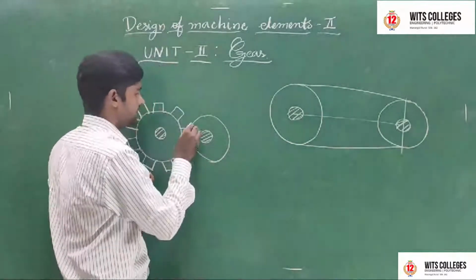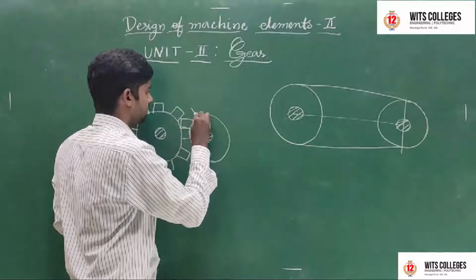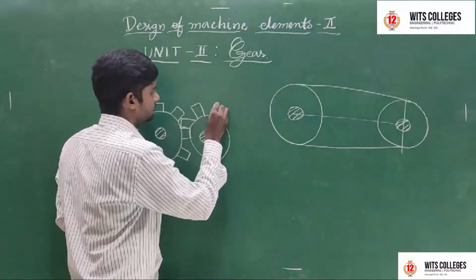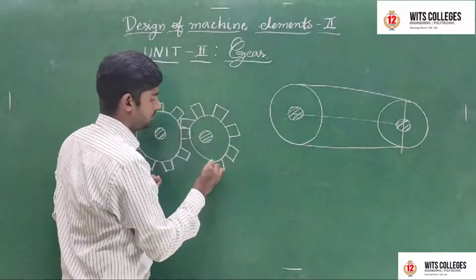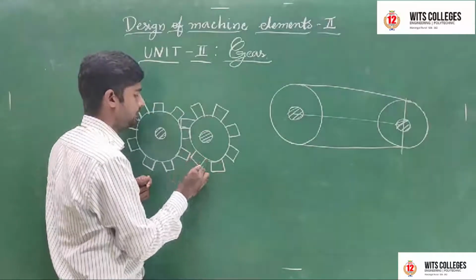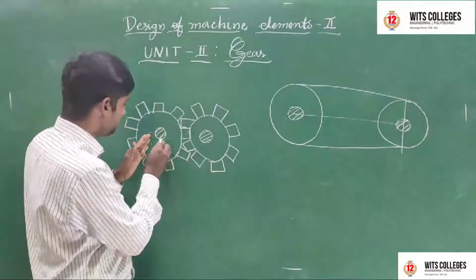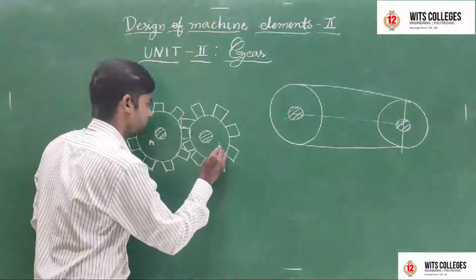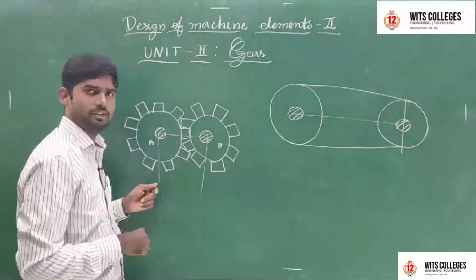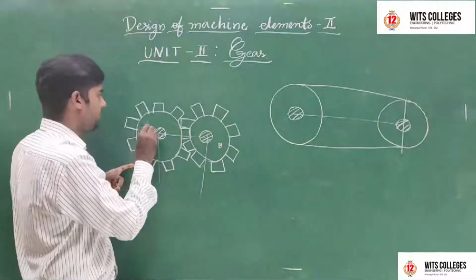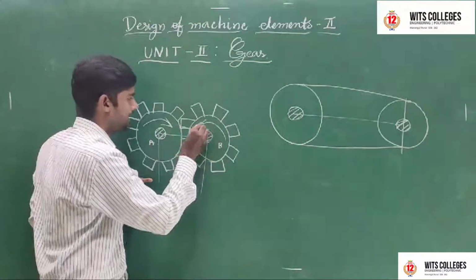And this is another gear. In this gear also there are teeth like this. The number of teeth depends upon the outer diameter of the gear. These gears transmit the power, and there is some center distance, the distance between two shafts. The power is transmitted in the clockwise direction, this one is also clockwise, and this one is anti-clockwise.